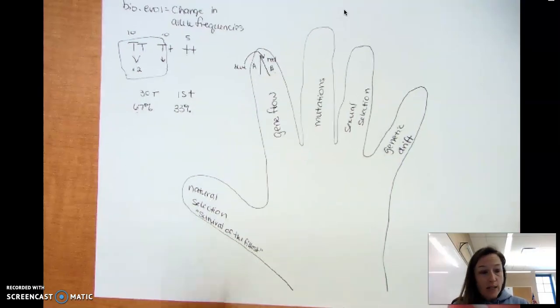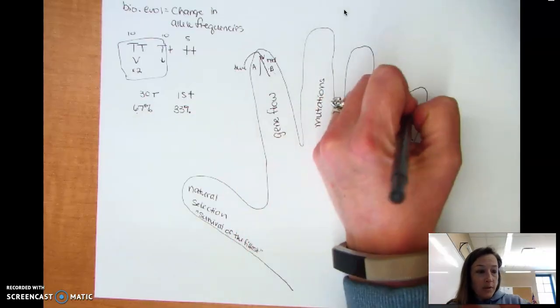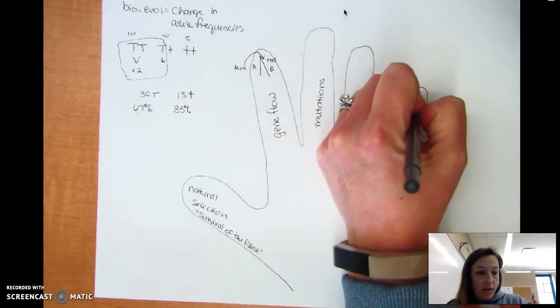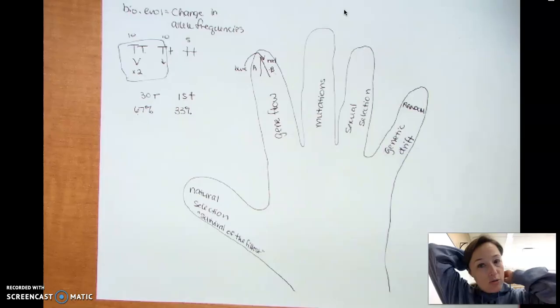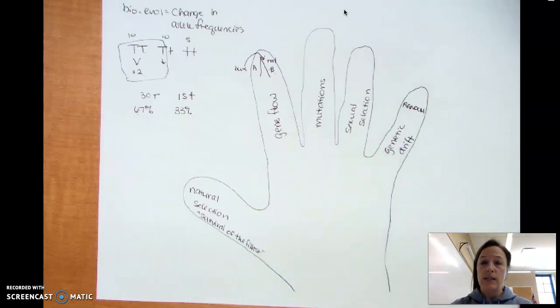All right, the next one is genetic drift. This is probably the most, I don't know, abstract one. It just seems people have a difficult time understanding this. Genetic drift is the random change in allele frequencies.